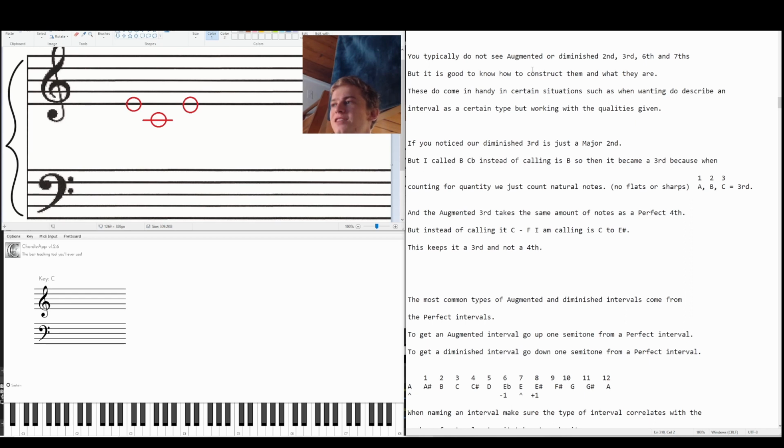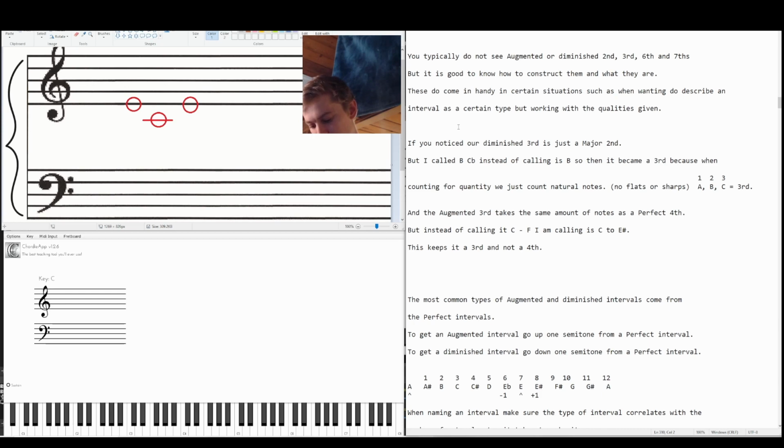You typically do not see augmented or diminished seconds, thirds, sixths, and sevenths. And if you remember, those are the intervals that can be major or minor. So in other words, you typically do not see augmented or diminished versions of certain intervals that would already be coming from a state that would be major or minor. But it is good to know how to construct them and what they are. They do come in handy in certain situations, such as when wanting to describe an interval as a certain type, but when working with the qualities that you're given.